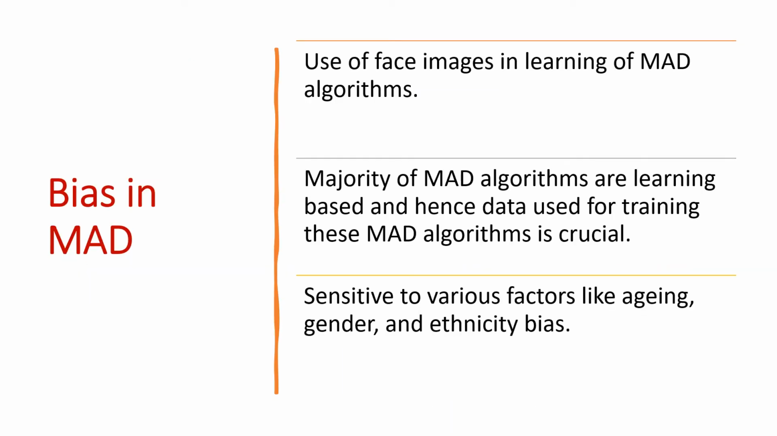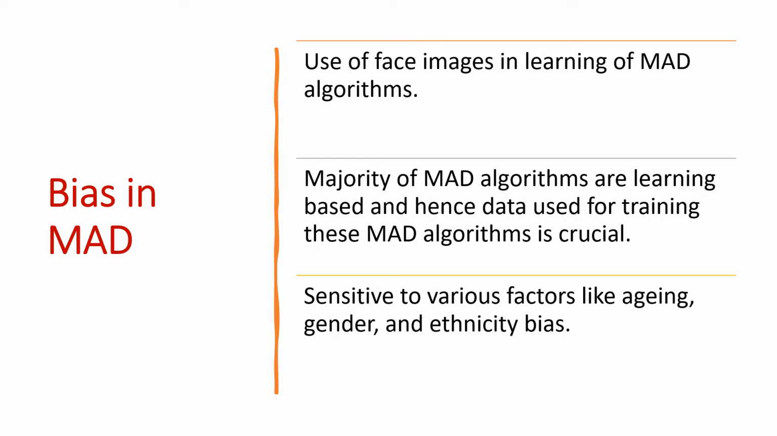So why are we looking for bias in MAD? For three main reasons. The first is that all morph attack detection algorithms, especially the single image based ones, are based on face images. That means that the face images are captured in different environmental conditions, are from different ages, are from different ethnicity groups, and so on and so forth.